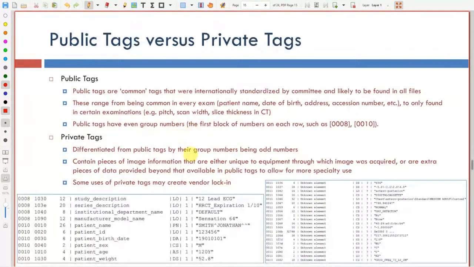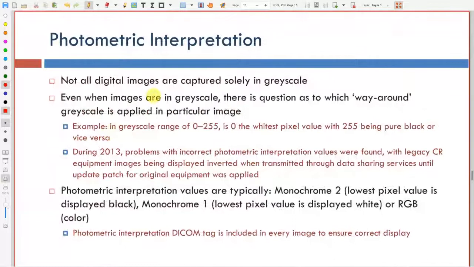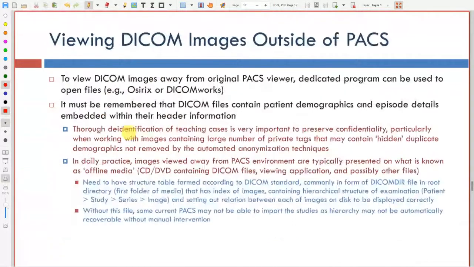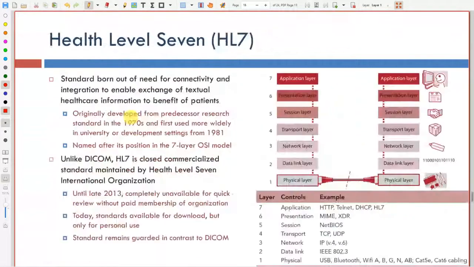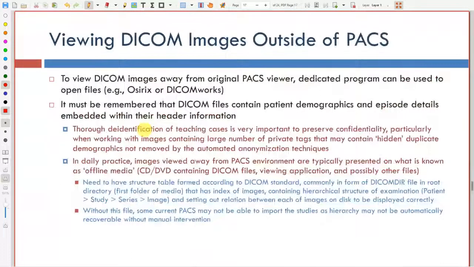Next time, inshallah, we're going to talk about some of the public tags, some examples of public tags, and what are called private tags. Public tags are common between all vendors. Private tags might be unique for each one of the vendors. They might save some information intended for each vendor for research purposes, quality purposes, whatever. So we're going to talk about these. I'm also going to talk about the display of the images, and this is very important. And then we're going to talk about HL7, inshallah. Any questions?